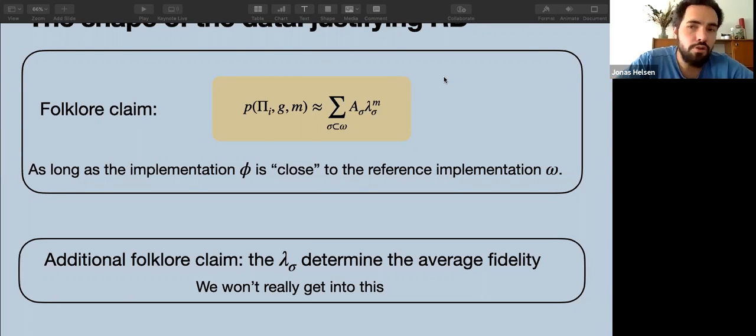So people usually wave their hands and say, oh, as long as the gates in your implementation are close enough to what you wanted to do in the ideal case, so this reference implementation, so the idea that your noise is somehow low enough, then this should work out. The problem is that close is a really vague term, and it's not really clear what the limits of this are, in particular if you're allowed to choose really funky groups and really funky POVMs. So we want to justify this close, and we want to make it somehow rigorous. And the way we're going to do that also gives a really nice interpretation of what randomized benchmarking is actually doing.